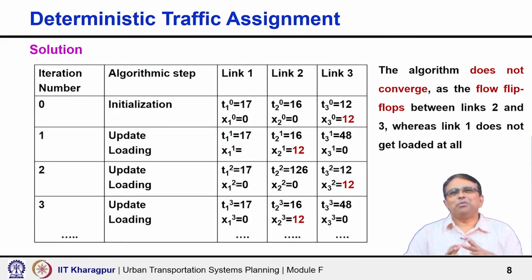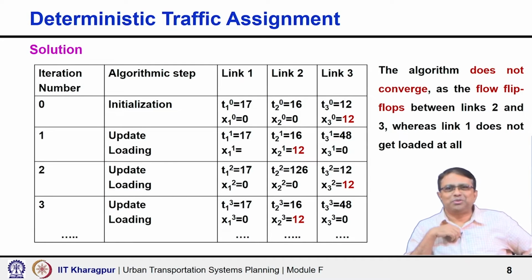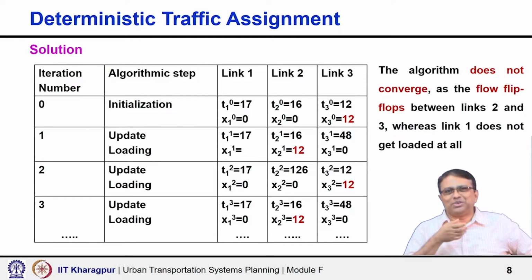So this kind of problem may sometimes occur, not always, because when you take a realistic network with multiple origin destinations, it may converge also, but sometimes it gives a problem. So to overcome this, the modified algorithm came.